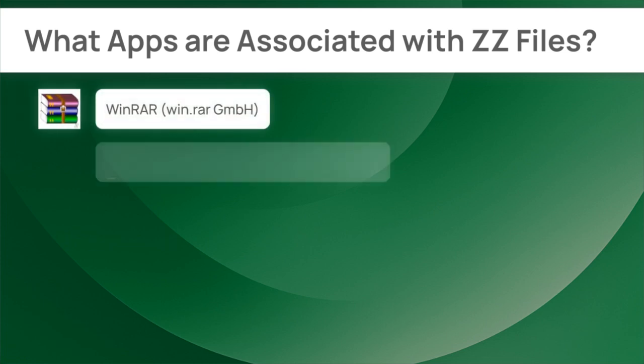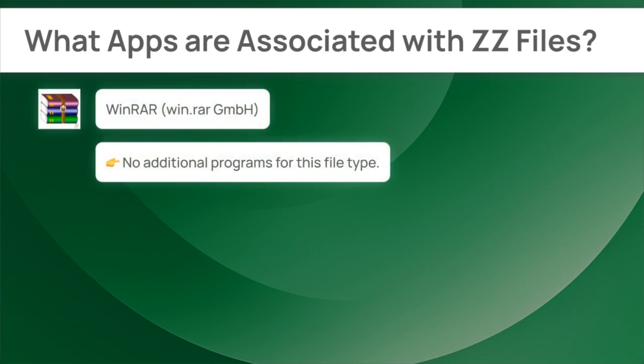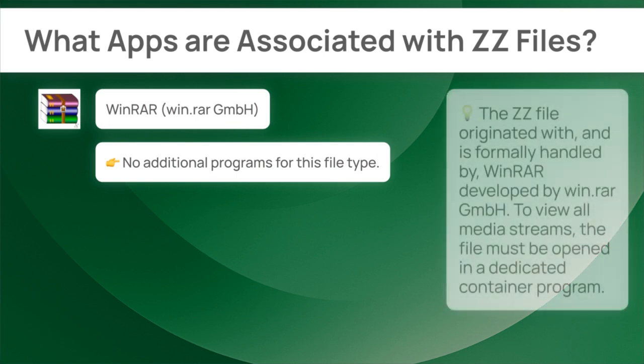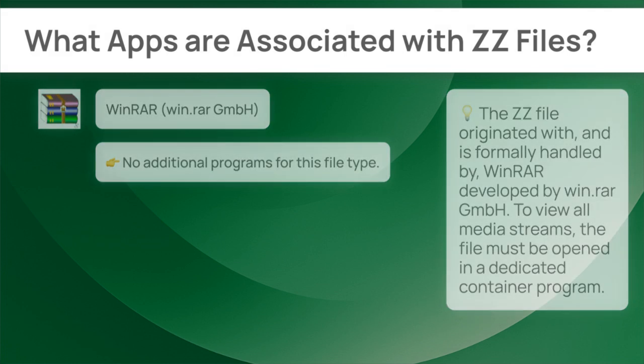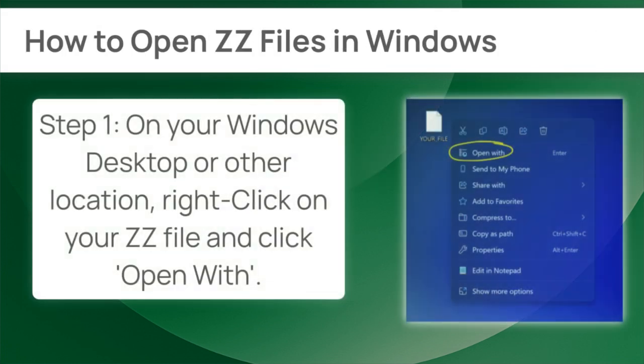If installed, your preferred program for ZZ should be the WinRAR application by win.rar GmbH. To view all media streams, the file must be opened in a dedicated container program. Windows shows only basic attributes of compressed files, so full access requires compatible software. We must confirm application compatibility.